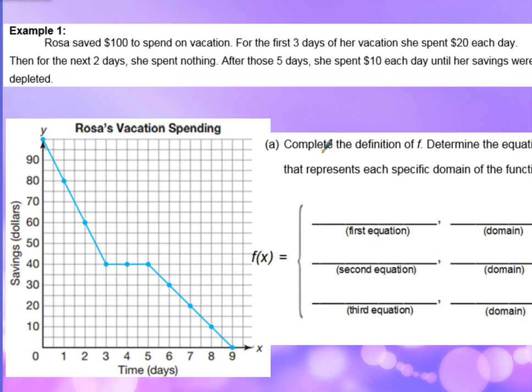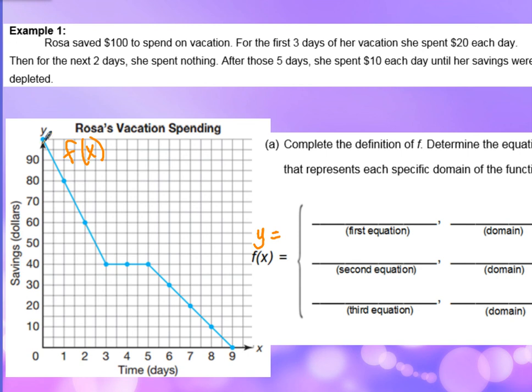It says here to complete the definition of f, which just means that we are naming this graph that you see here with f of x. I can also see it over here. Remember, that's just a fancy way of really saying y equals. It says to determine the equation that represents each specific domain of the function. For example, what we need to do is come up with the equation of this piece right here.